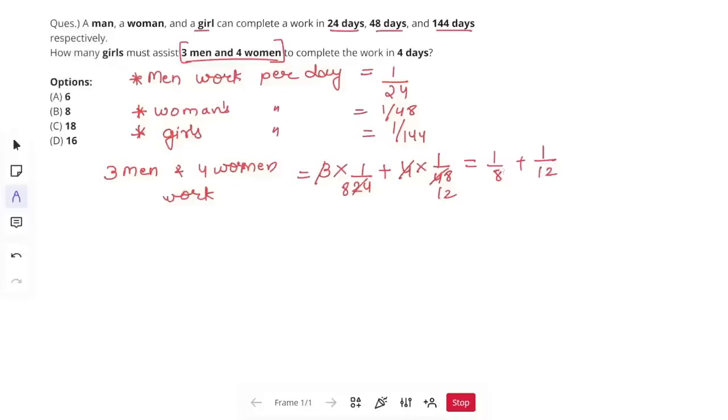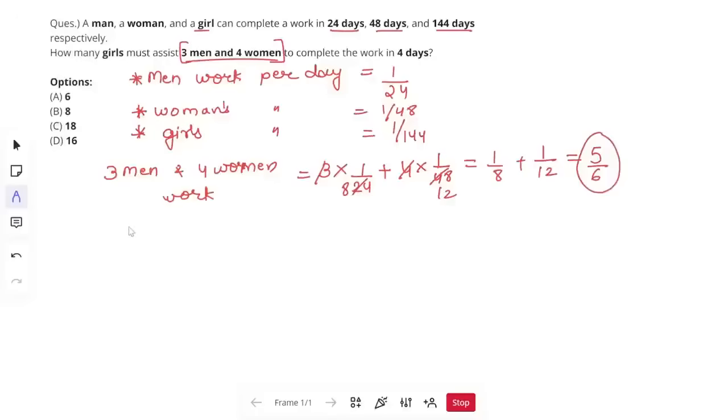Now I'm not solving it here, because you can directly solve it, otherwise it will take more time. I'm just directly writing the final solution that we will get after adding these two, which will be 5 by 6. So now we have got the work done by 3 men and 4 women, which is 5 by 6. Now, for the remaining work we want girls.